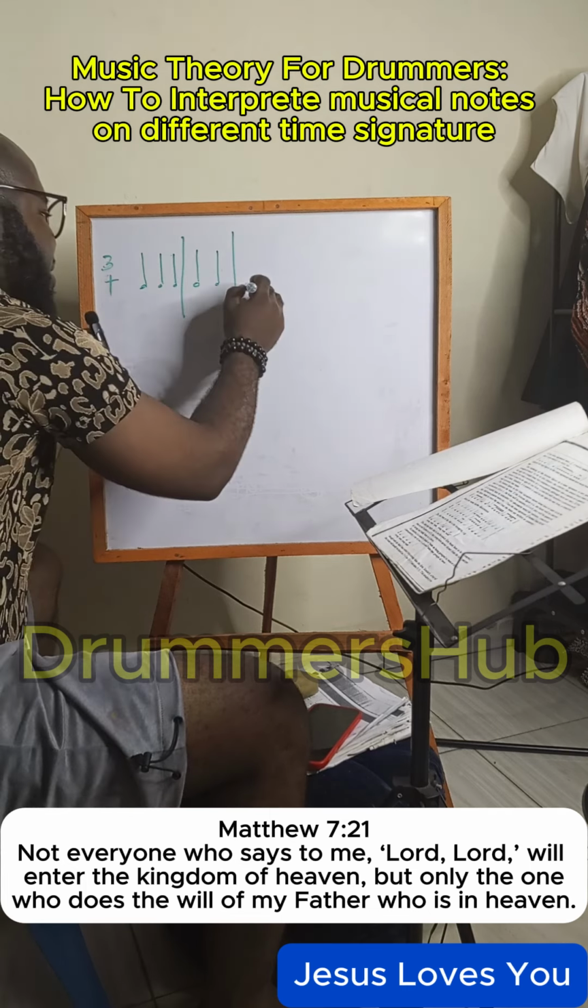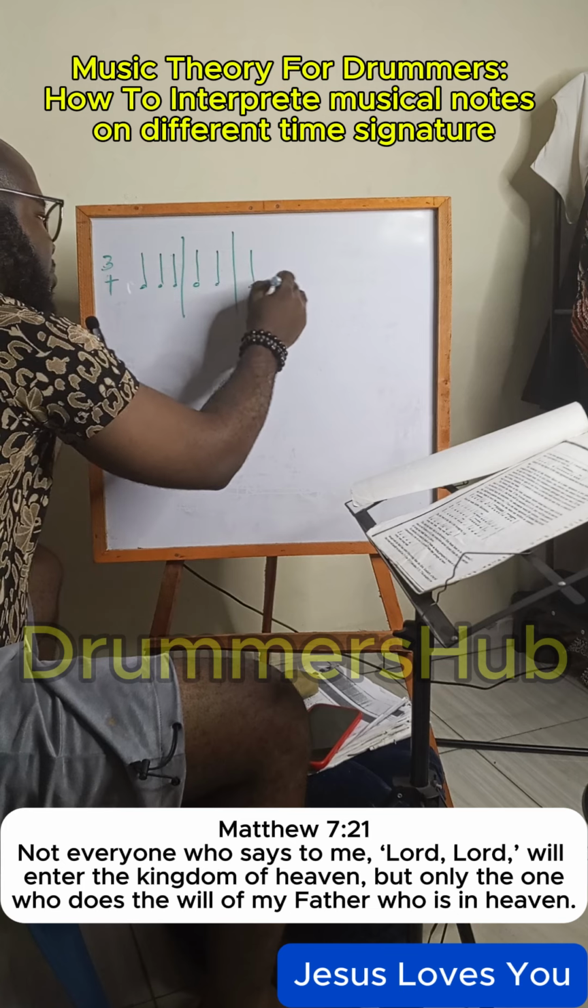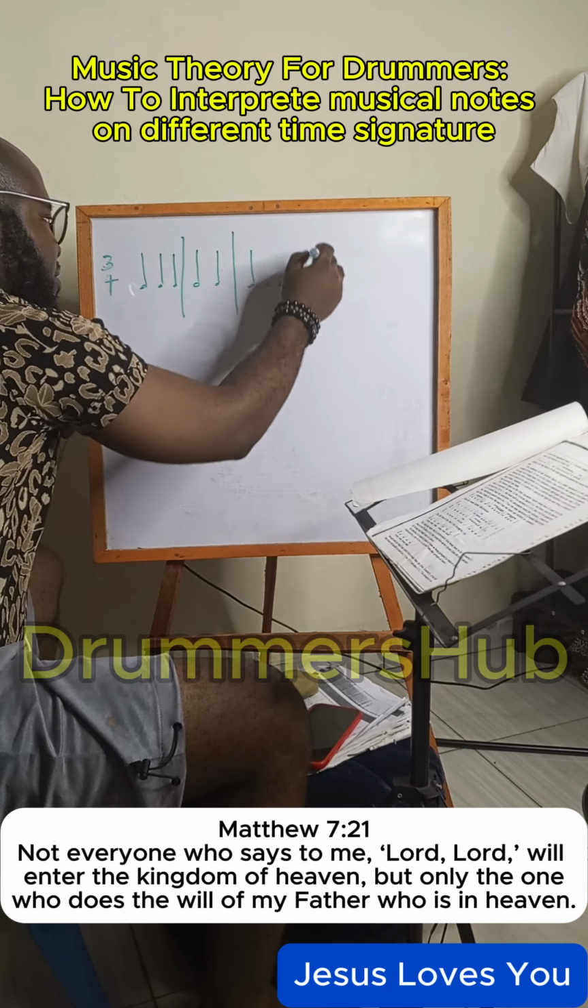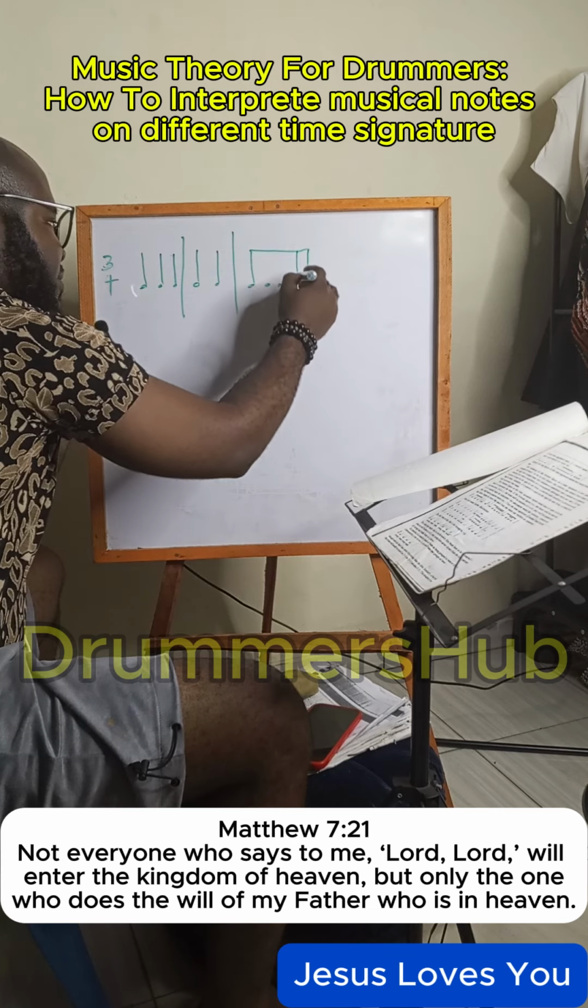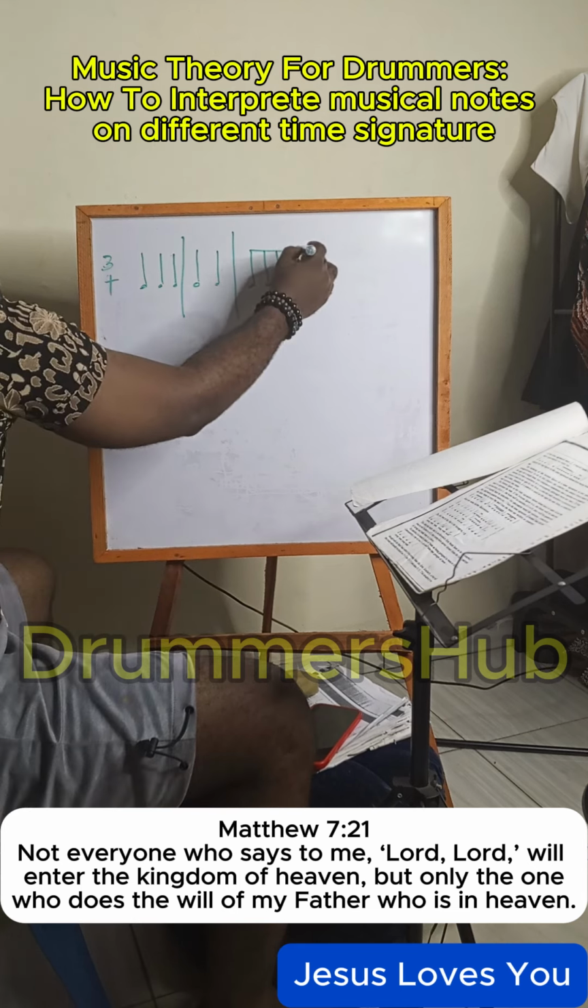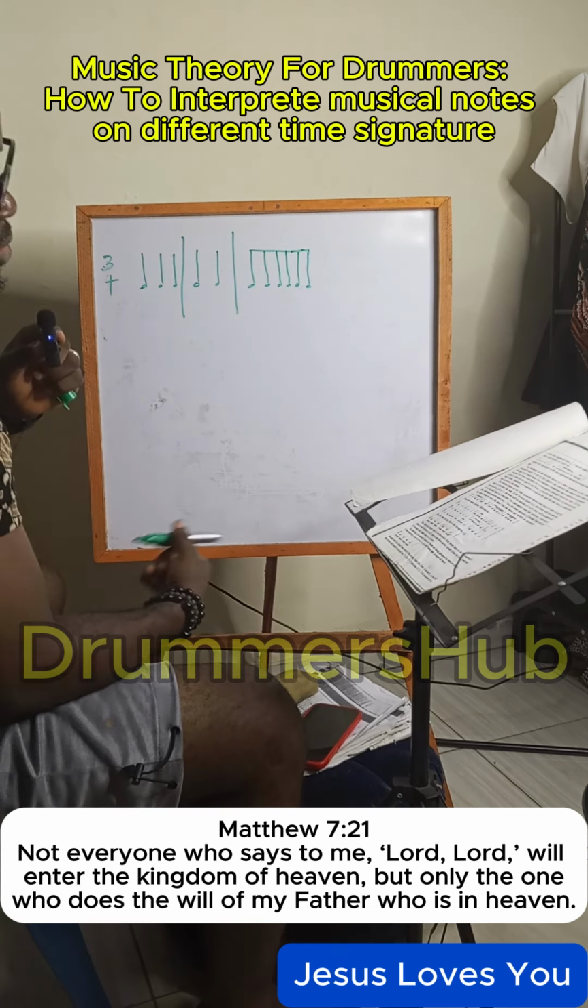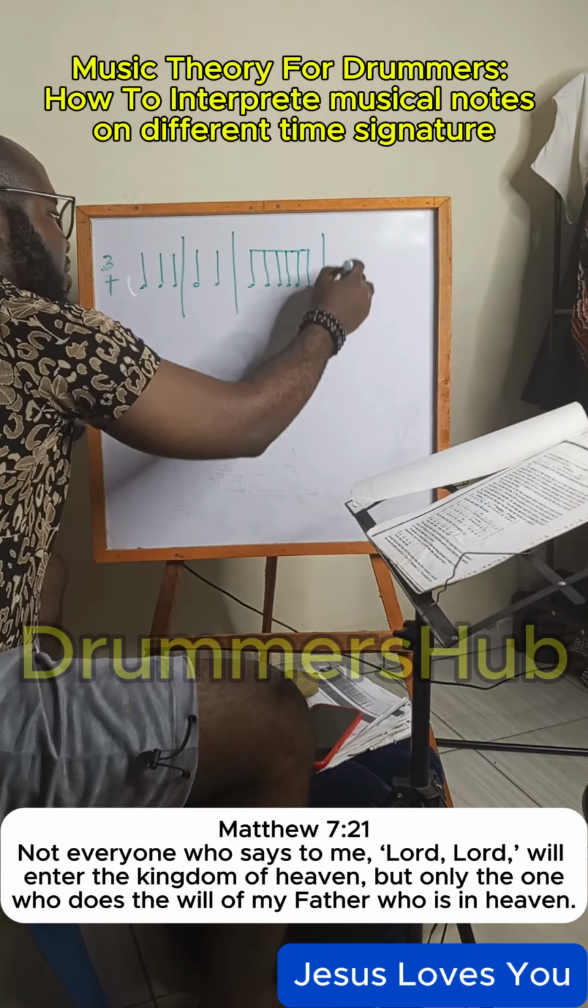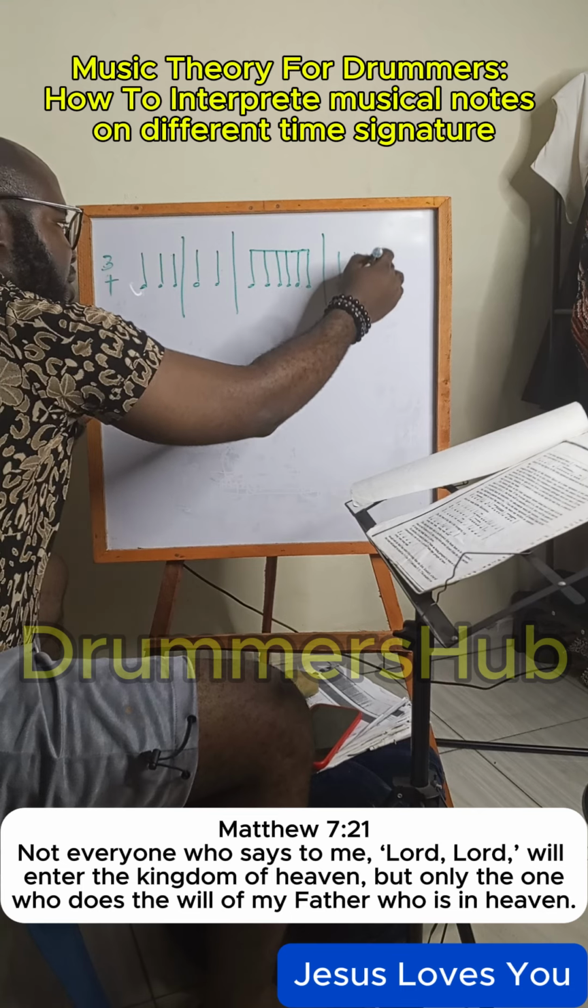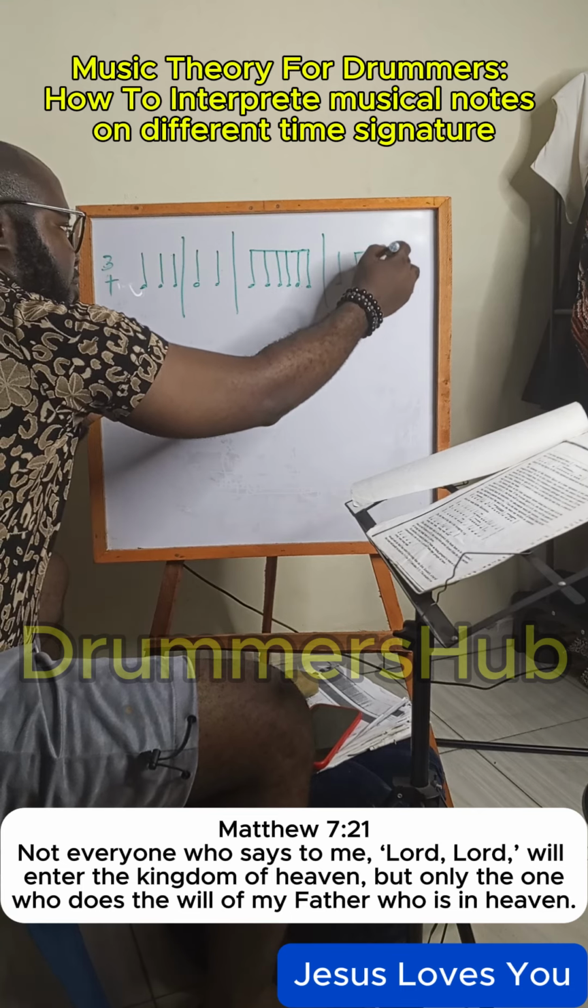So you could have something like this also. You have 1, 2, 3, 4, 5, 6. You could have something like this. So this is still 3 crochets also in a bar. So the division continues. So you could still have something like this too. So still 3 crochets in a bar.